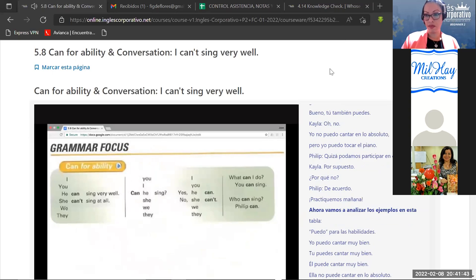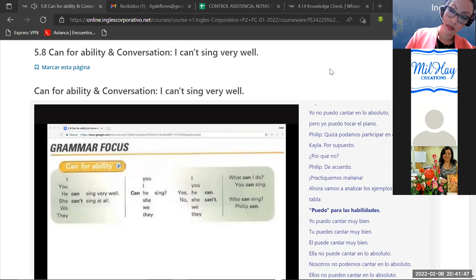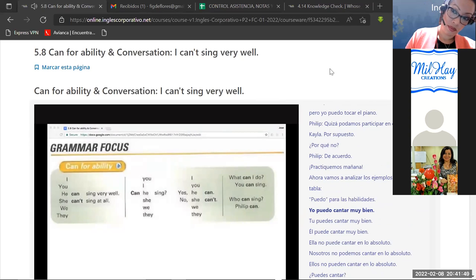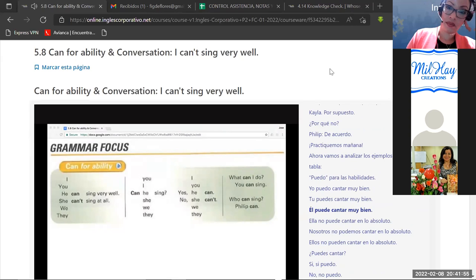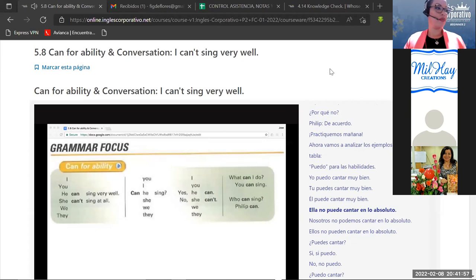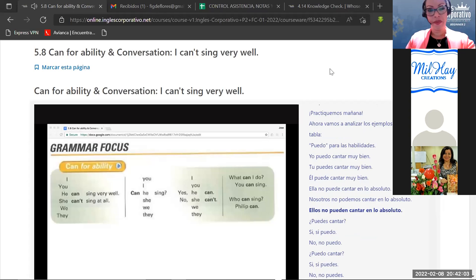Now let's analyze the examples on this chart. Can for ability. I can sing very well. You can sing very well. He can sing very well. She can't sing at all. We can't sing at all. They can't sing at all.